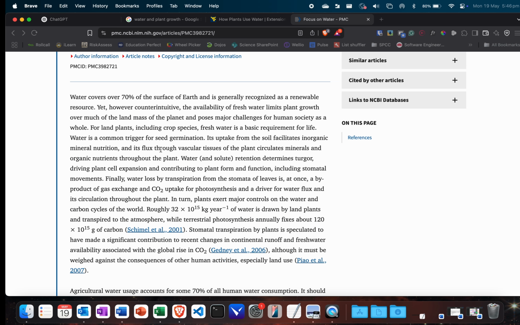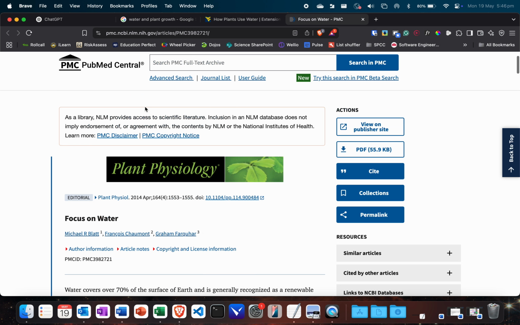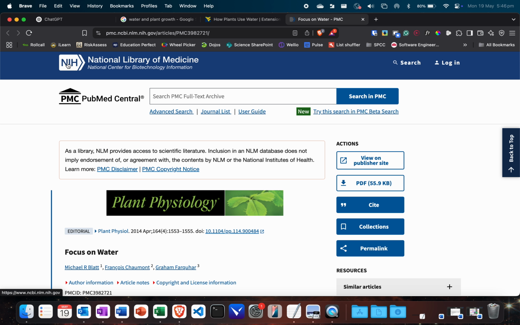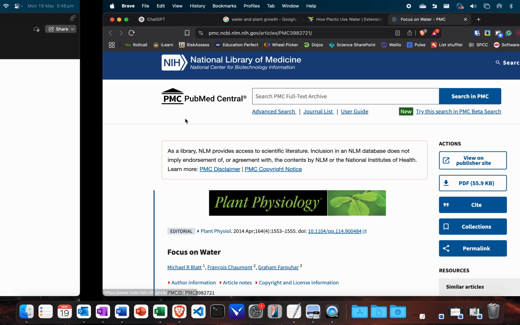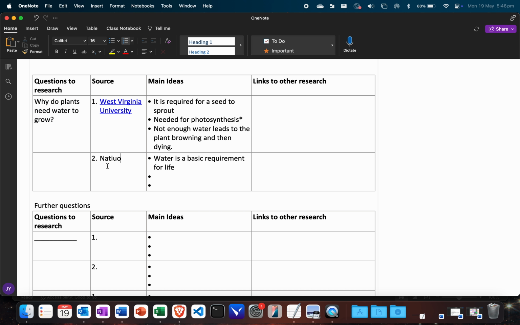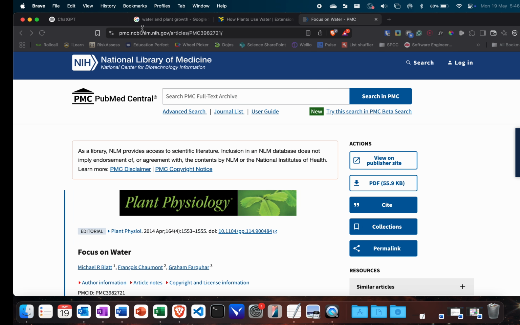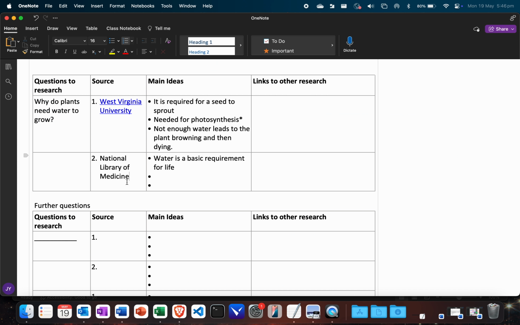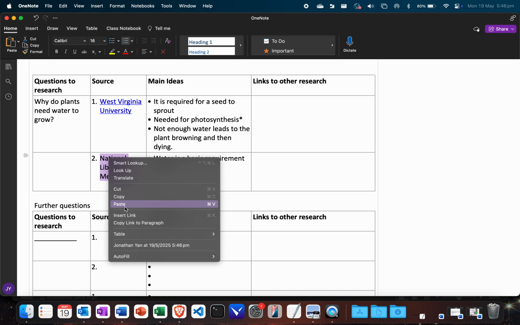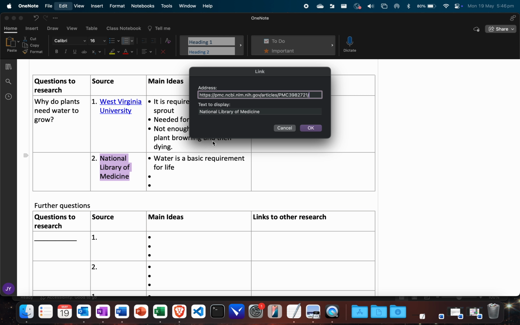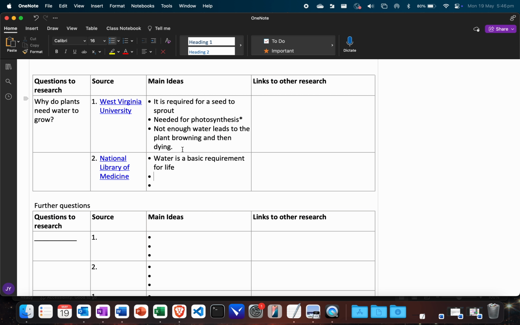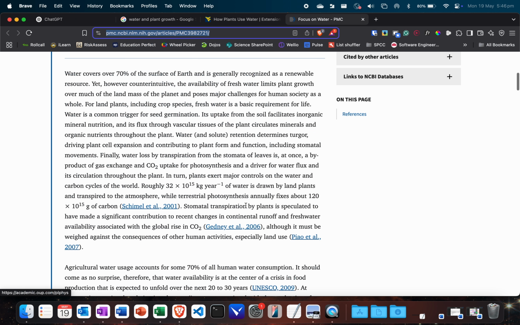I don't need to put the source in. Okay, so what's the source here? We had, what is this? The National Library of Medicine. Okay. The National Library of Medicine. I'm going to copy my link. And I'm highlighting the text. Right click, insert link, paste my link, click OK. There we go. All right, 2 more pieces of information.